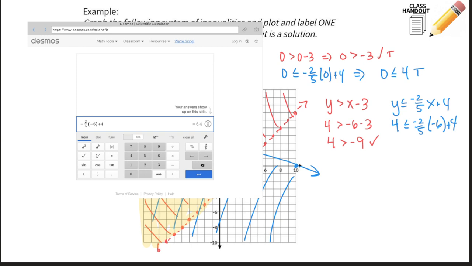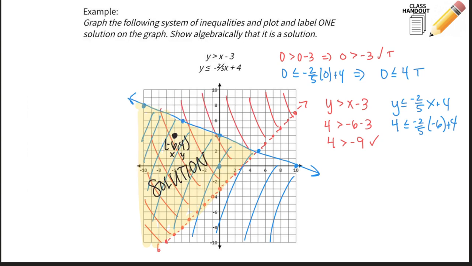Since we have a fraction, we might want to go to a calculator for this one. As you can see, I plugged the right-hand side into a calculator, -2 over 5 times -6 plus 4, which gives us 6.4. So 4 is less than or equal to 6.4, and that is also true. There's the work to show that that is a solution.